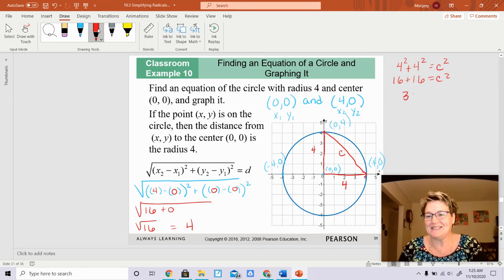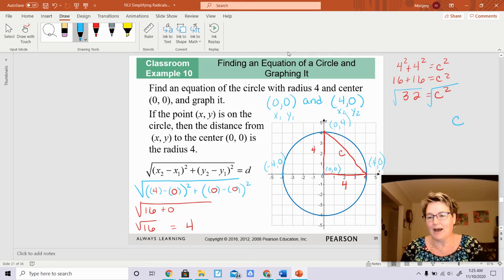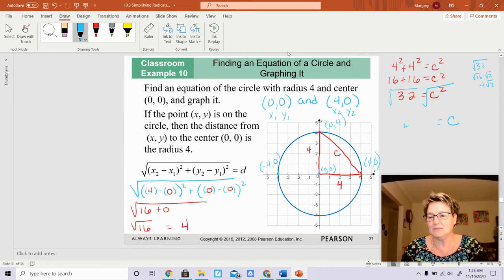And then 32 equals c squared. So to get rid of the c, you square root both sides. So the hypotenuse would be, 32 is the square root of 16 times the square root of 2, which is 4 square roots of 2. So that's going to be 4 square roots of 2. It's actually plus or minus 4 square roots of 2, but we're talking about distance, and distance is always positive.